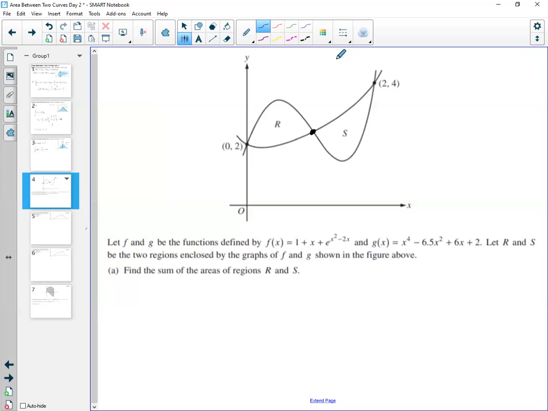E to the x squared, I'm plugging it into my calculator right now. E to the x squared minus 2x, all in the exponent. And then x to the 4th minus 6.5x squared plus 6x plus 2. Graph them, and whichever one appears first, which when I graphed it was this one, I put that as f of x, so that must be f of x.